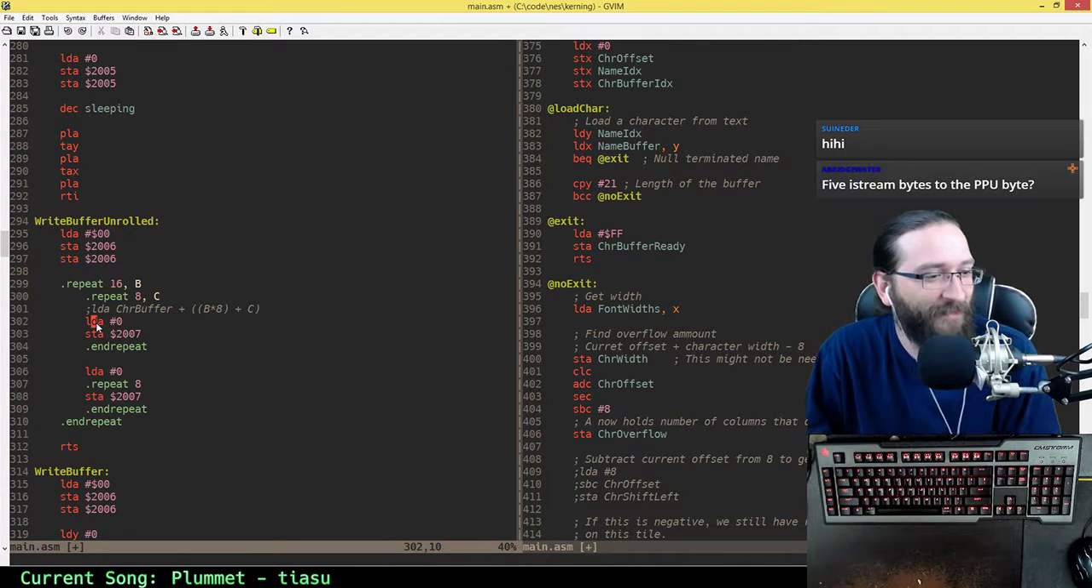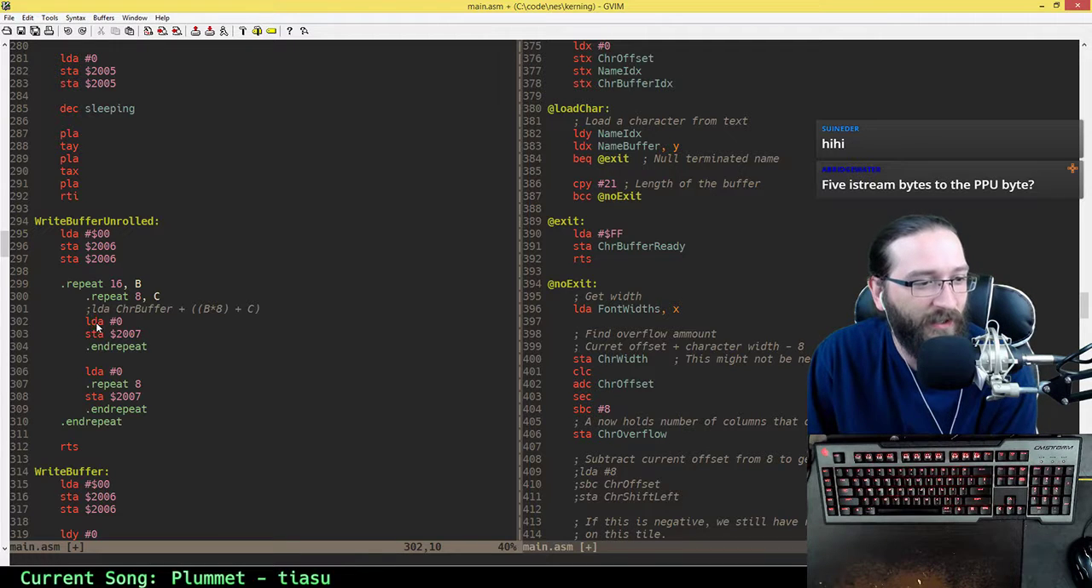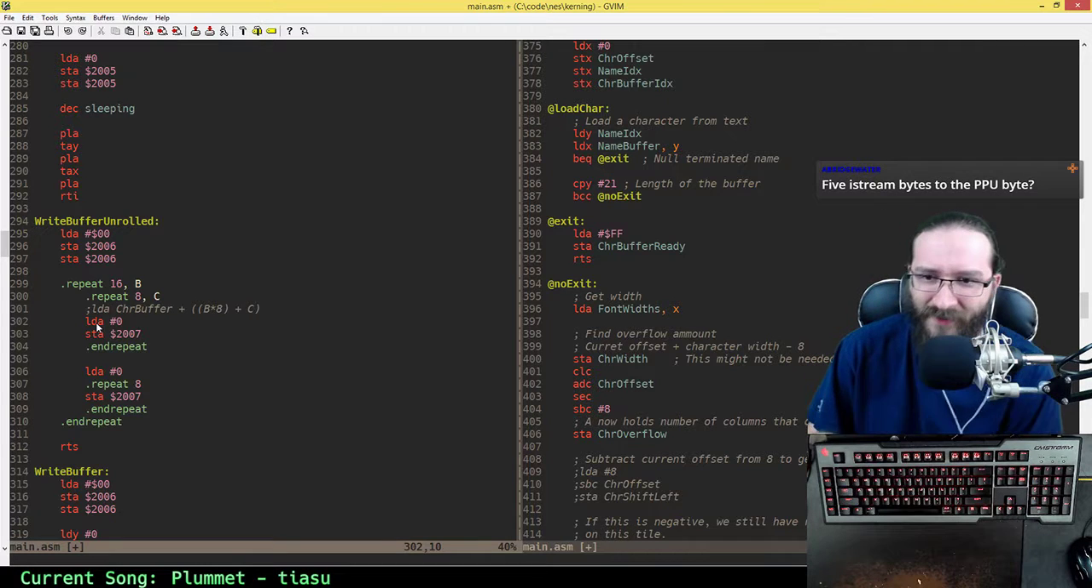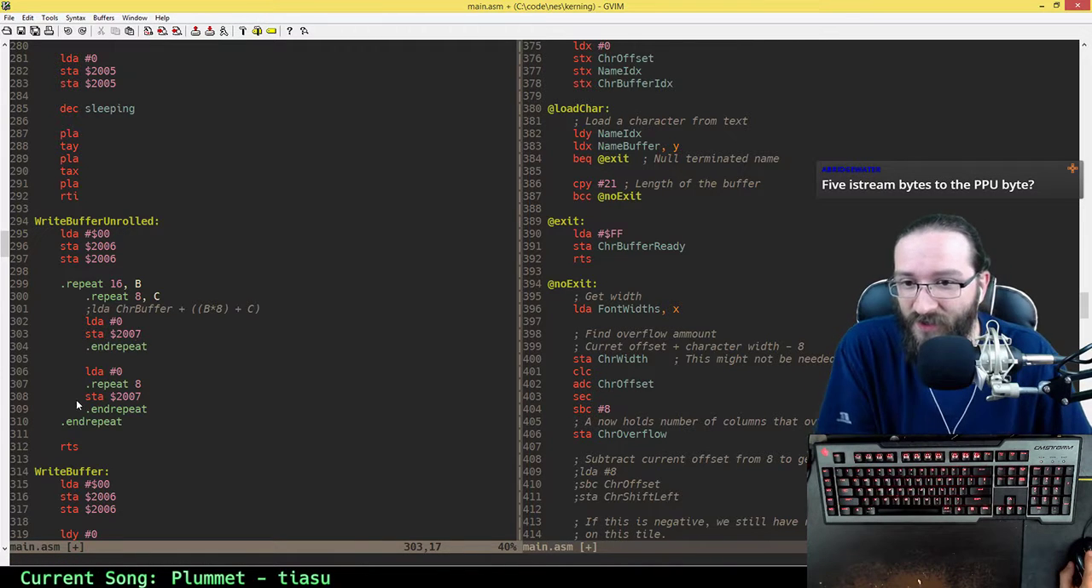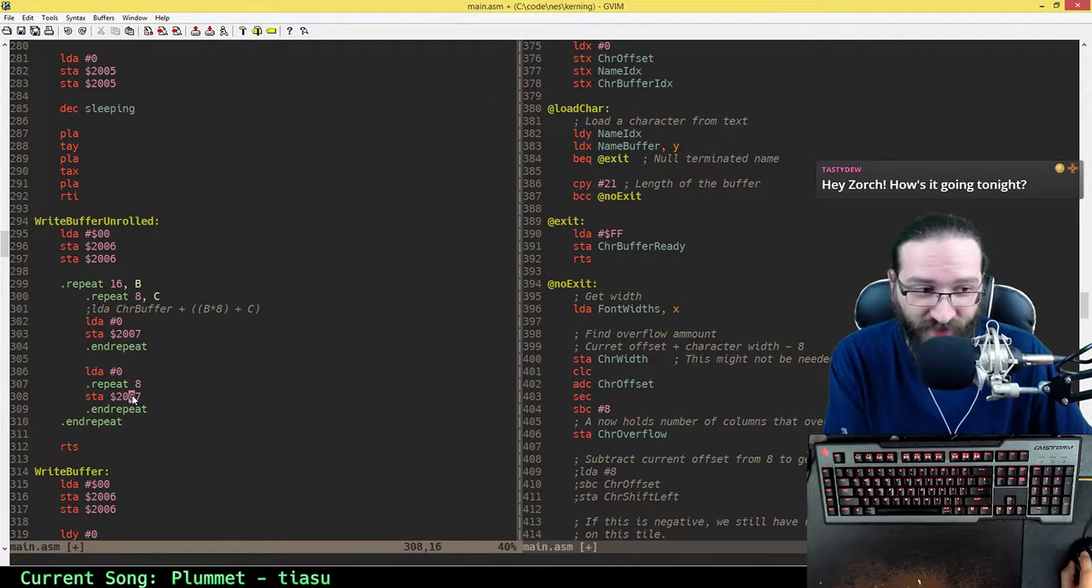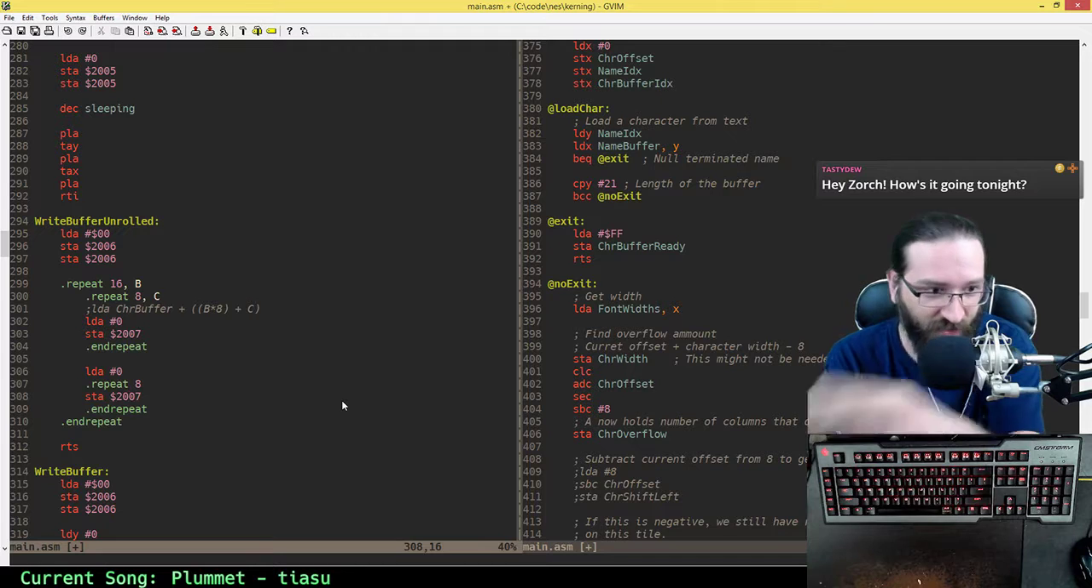It's a little over a kilobyte of data, if it's just straight LDA value, store 2007, 8 times, and then load A 0, and then store A 2007 for 8. And that one right there, store 8 times.